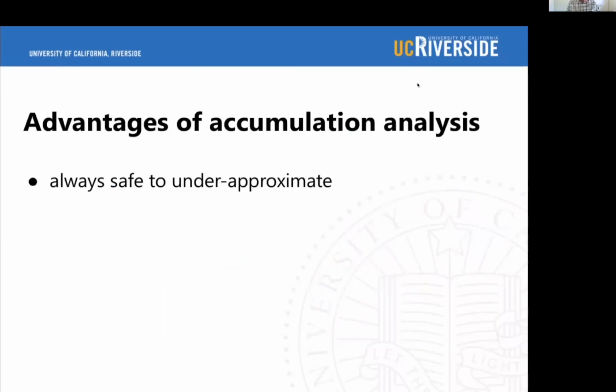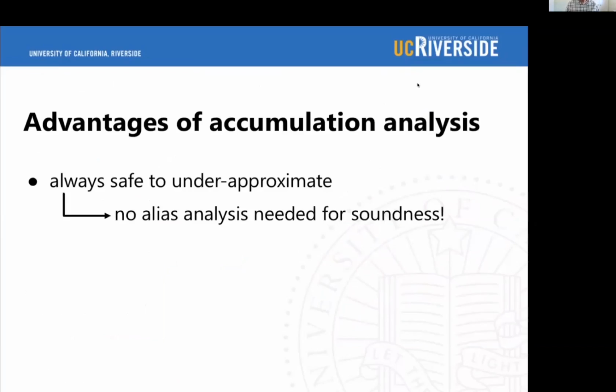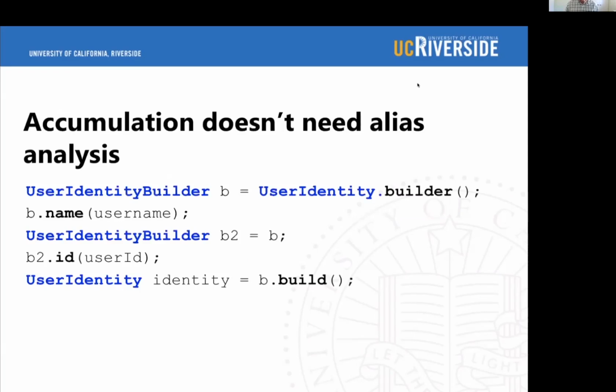Well, one key, probably the most important advantage, is that it's always safe and sound to under approximate. And in particular, you can completely under approximate your reasoning about aliasing. You don't need to do any alias analysis at all to build a sound accumulation analysis checker. And let's look at an example to see why this is true.